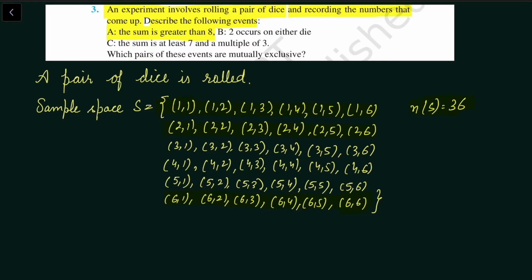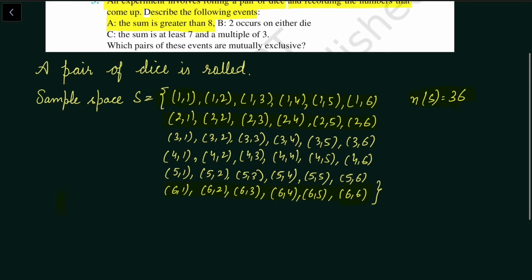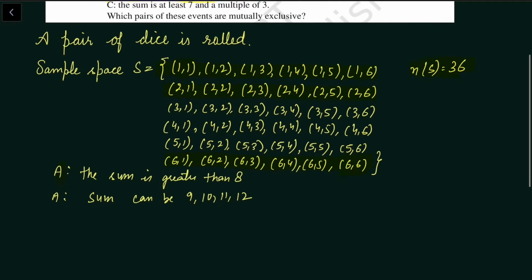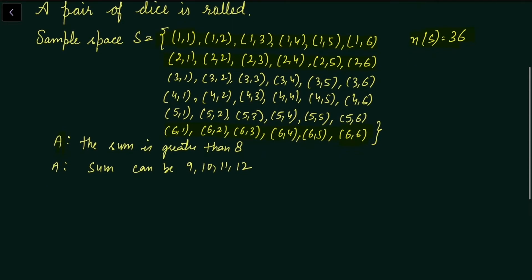So let us take event A, which is saying the sum is greater than 8. That means the sum can be 9, 10, 11 or 12. Write the favorable outcomes of the event A.